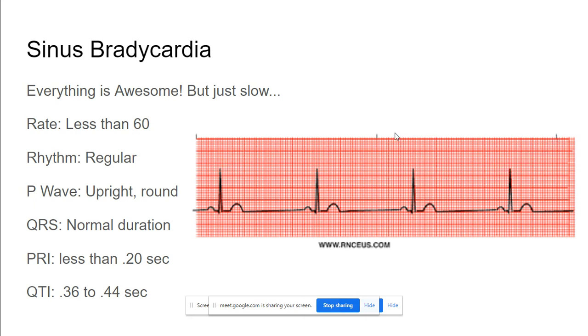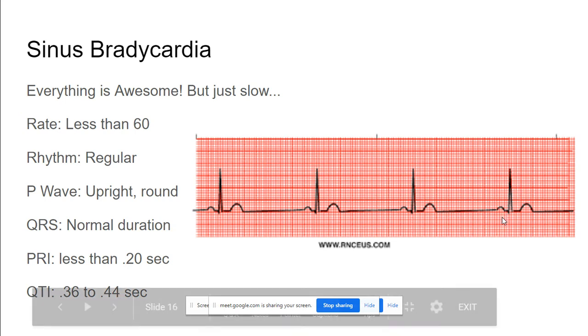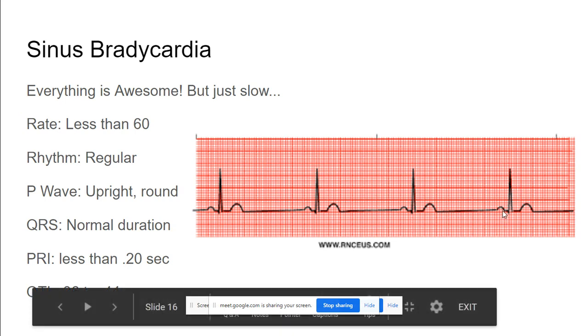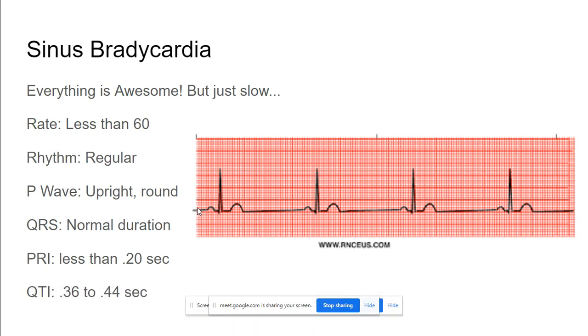Now I see these lines here, so that tells me that this is a 6-second strip. So here's 3 seconds, here's 3 seconds. In these 6 seconds, I see 4 ventricular complexes, and obviously, since it's sinus, I'm going to see 4 atrial complexes. So our rate is 40-ish, okay?